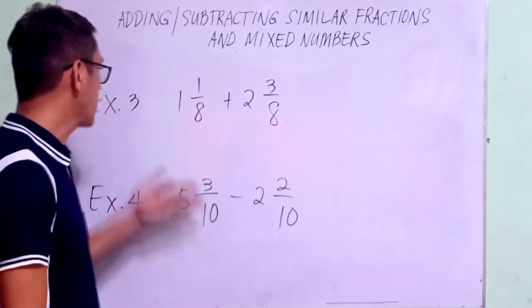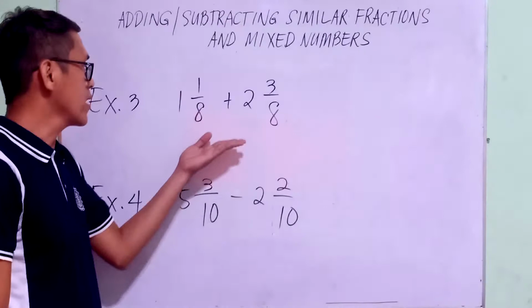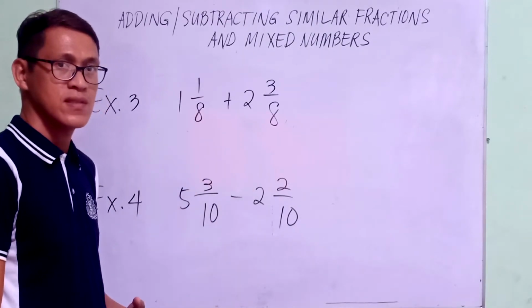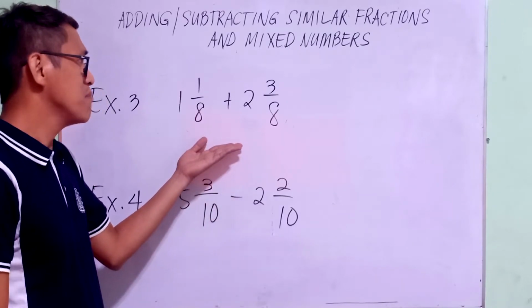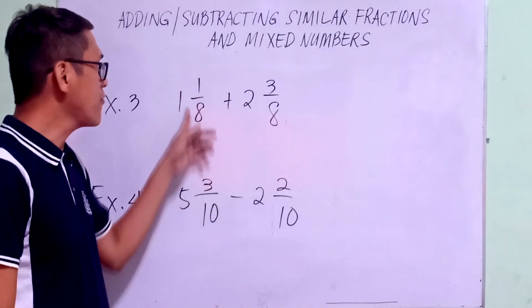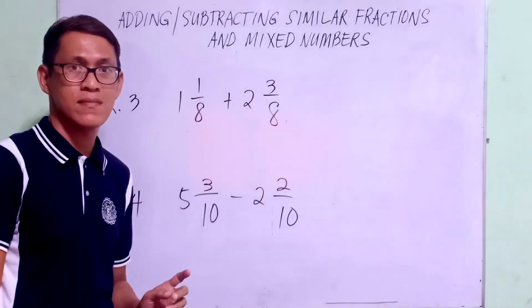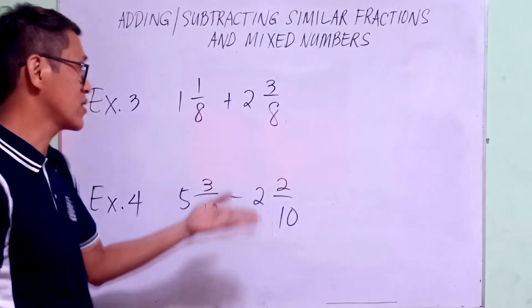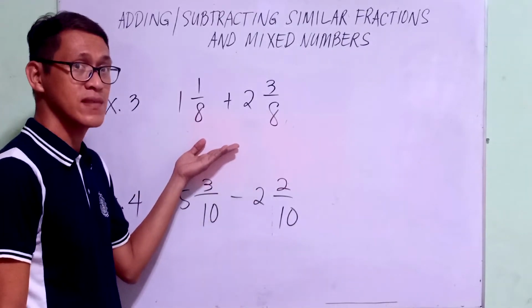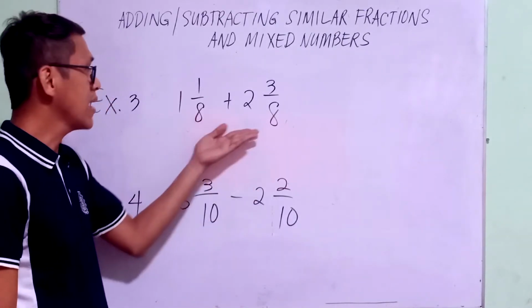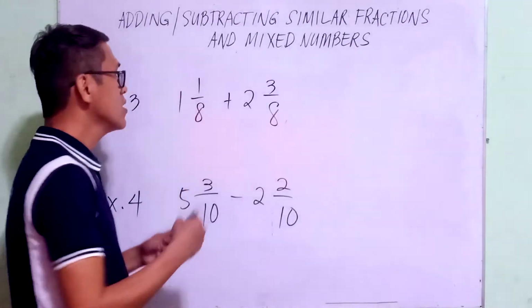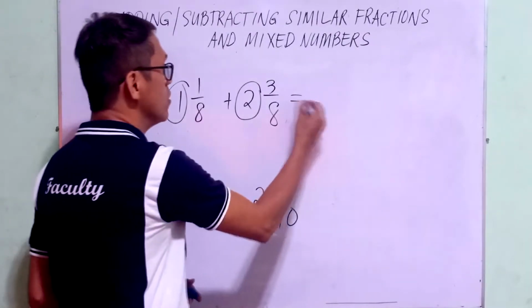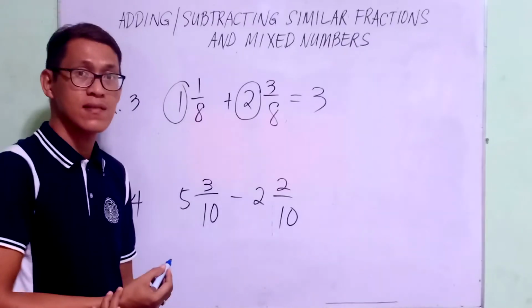And let's go to examples 3 and 4. This time, we are going to add mixed numbers and subtract mixed numbers. So how do we add mixed numbers wherein the fractions are similar? Yes, you start adding the whole numbers. So what are the whole numbers here? Yes, here you have whole number 1 and here you have whole number 2. So you add first the 1 and the 2. So that will give you 3, correct?